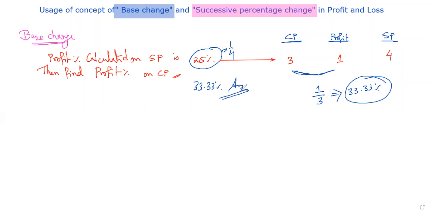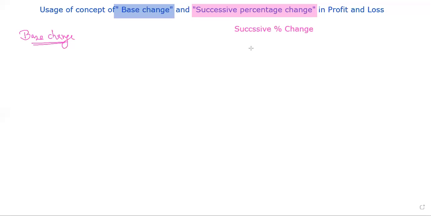So here what we have done, we have made a change of base, just the concept of percentage that we have applied here, and we have made a change of base in this case. So similarly, some change of base kinds of problems we will also be able to see in case of profit and loss. Now you want to find the other part, successive percentage change application of this one in our profit and loss. Successive percentage change.